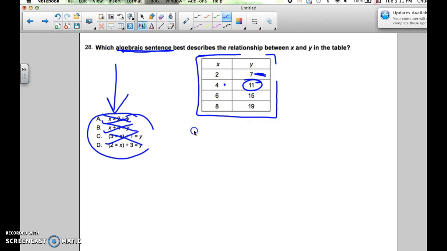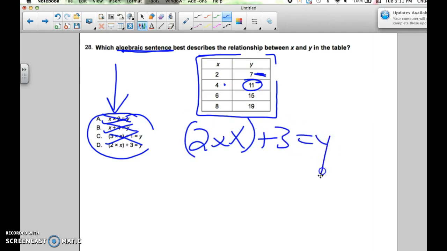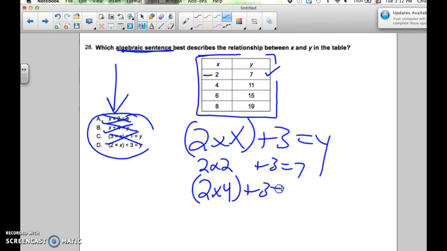Okay. All right. 2 times x plus 3 equals y. Let's substitute in our 2. 2 times 2 plus 3 equals 7. That one works. Is it going to be like the last one and trick me again? If it is, I'm going to be really mad. No, all right. You still have to do 2 times 4 equals 8, plus 3 equals 11. I'm starting to feel really good about this one. 2 times 6 is 12, plus 3, 15. I know my answer now is D pretty confidently, don't I?